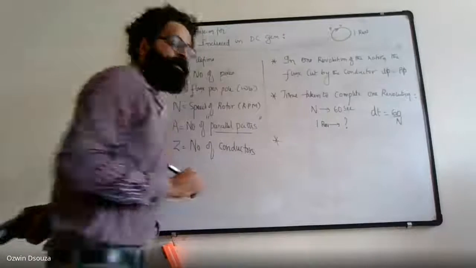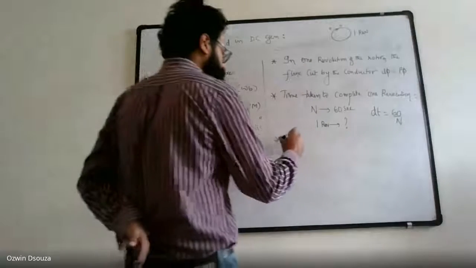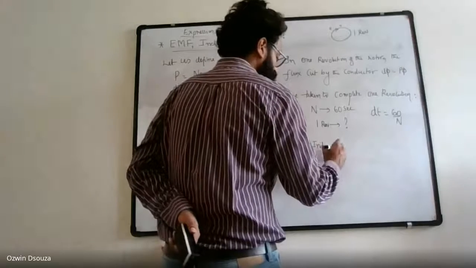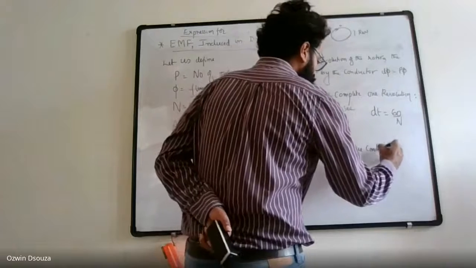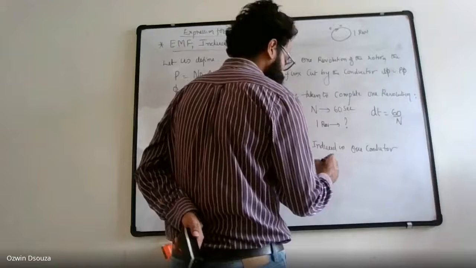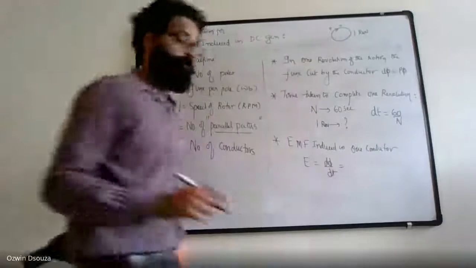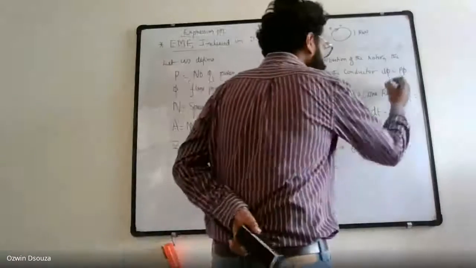Then, as per Faraday's law of electromagnetic induction, the EMF induced in one conductor, let's say E is equal to d phi by dt. Because one conductor means N is equal to 1. So d phi by dt. What is d phi? d phi is d phi.